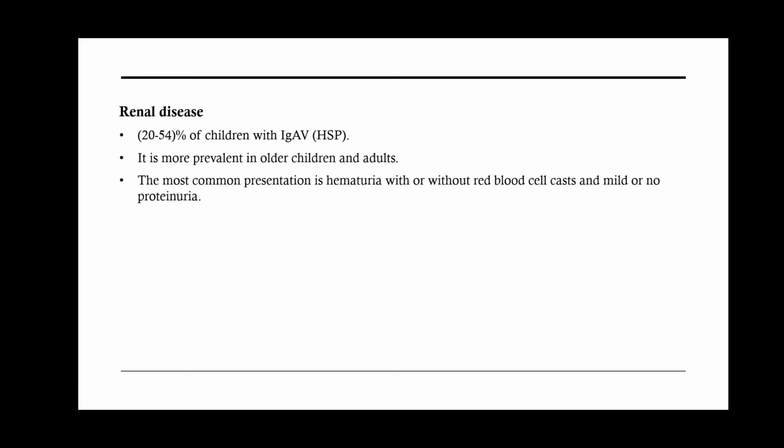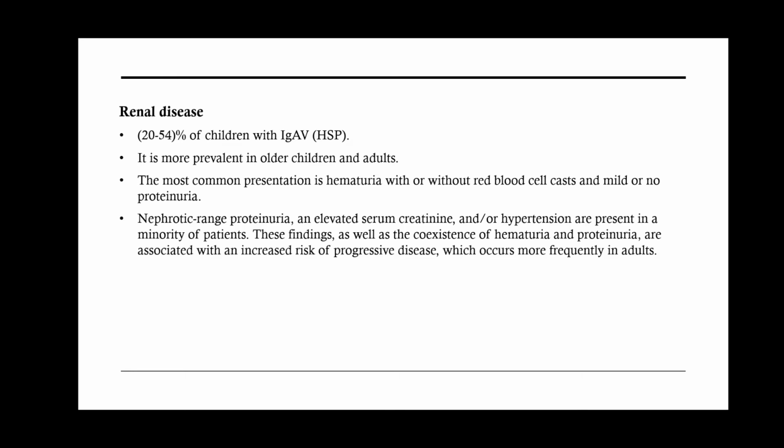So moving on to the renal disease. It happens in 20 to 54% of children with IgA vasculitis or Henoch Schonlein Purpura, HSP. It is more prevalent in older children and adults, and the most common presentation is hematuria with or without red blood cell casts and mild or no proteinuria. Nephrotic range proteinuria and elevated serum creatinine and/or hypertension are present in a minority of patients. These findings, as well as the coexistence of hematuria and proteinuria, are associated with an increased risk of progressive disease, which occurs more frequently in adults.